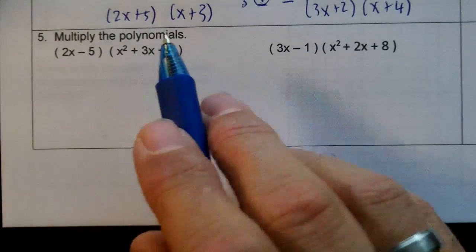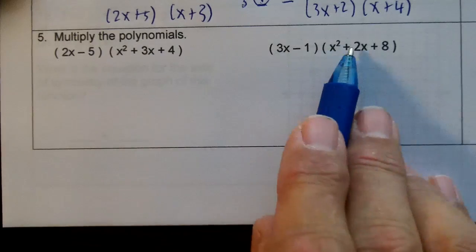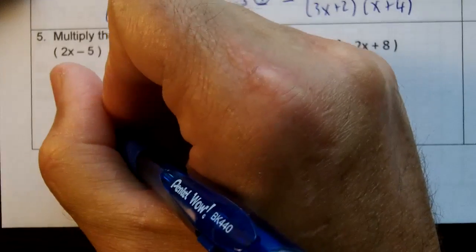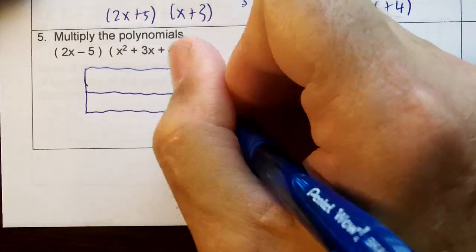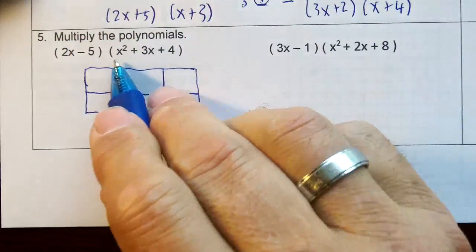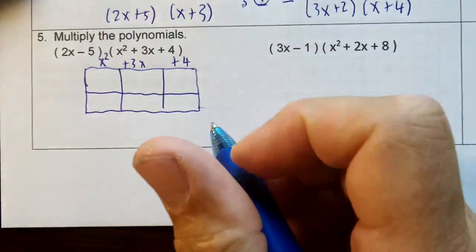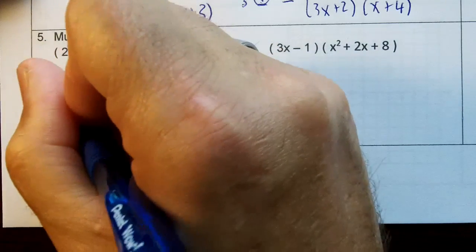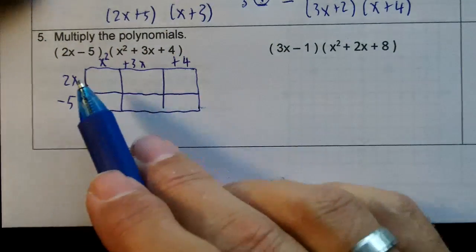Number 5, multiply the polynomials. Okay, we have a binomial times a trinomial on both of these, so we're going to use the box method. So draw your 3 by 2 box. We're going to put x squared plus 3x plus 4 on the top. We'll put 2x and a negative 5 on the side, and now we're going to multiply.